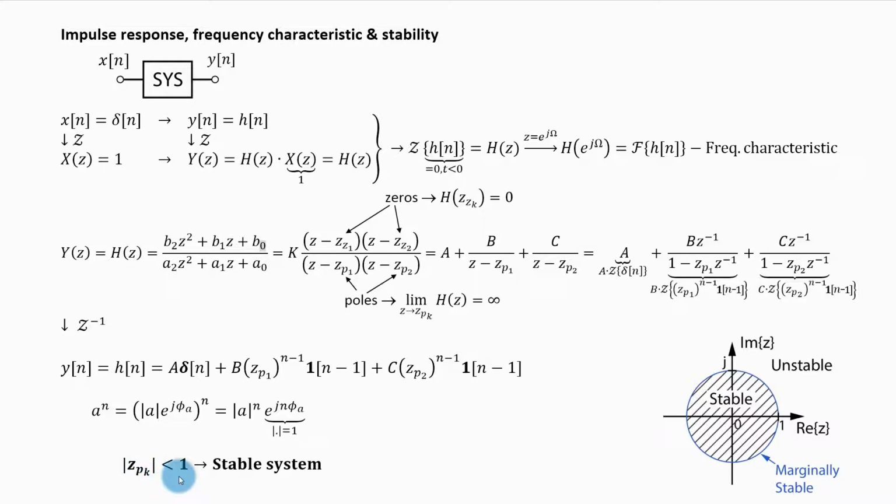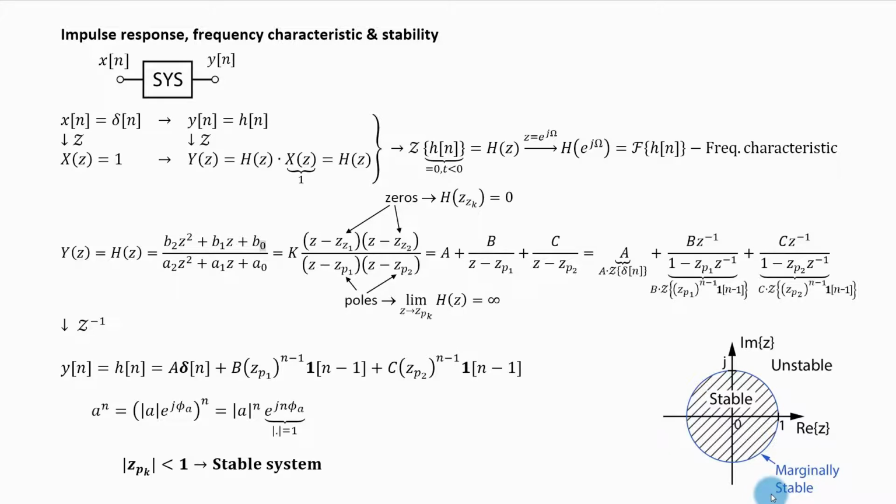1. So, when you plot the poles of the transfer function into a complex plane, and they all fall into the circle with unit radius, where their magnitude is less than 1, the system will be stable. However, if only one pole falls outside this circle with unit radius, the system will be unstable. If the poles fall exactly on this circle, the system will be marginally stable.